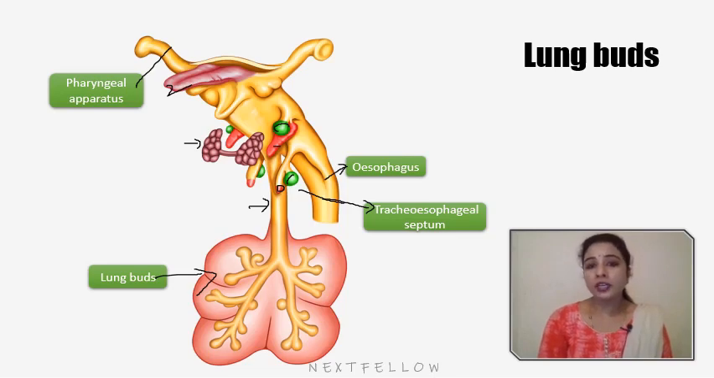The laryngotracheal diverticulum grows downwards to enter the thorax, where it becomes bifid to form the right and left bronchial buds, that is, lung buds. The part of the diverticulum proximal to the bifurcation forms the larynx and trachea, whereas the bronchial buds form the bronchi and the lung parenchyma. So that is about the lung bud formation.